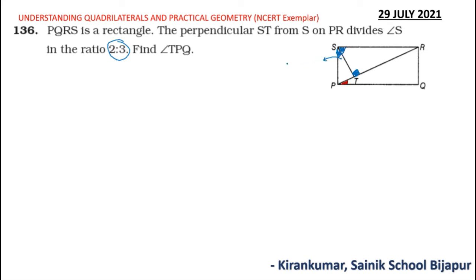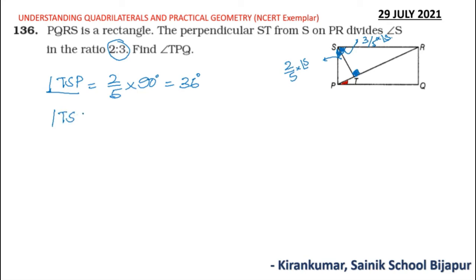So this means that it is 2 by 5 times of the angle S, and this particular thing is 3 by 5 times of angle S, because whenever the ratio is there, the sum of the ratio is 2 plus 3 here. So let me mention the angle TSP. Angle TSP is 2 by 5 times of angle S, which is 90 degrees. Since it is a rectangle, we get it as 36 degrees. And angle TSR will be 3 by 5 times of 90 degrees. On simplification, we get 54 degrees.